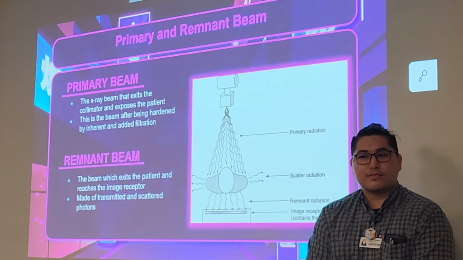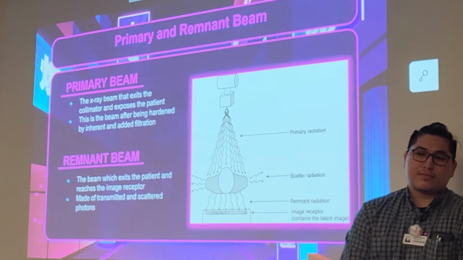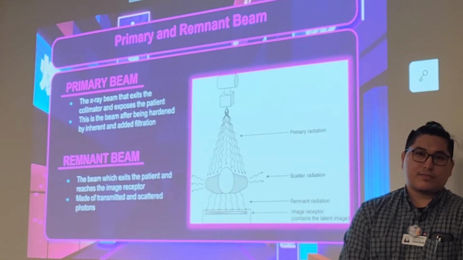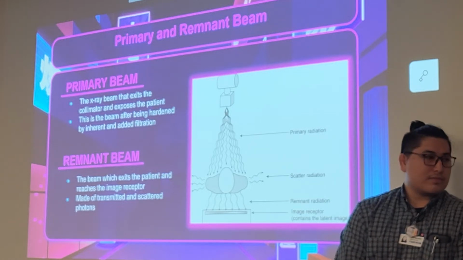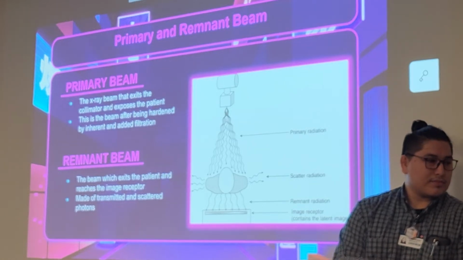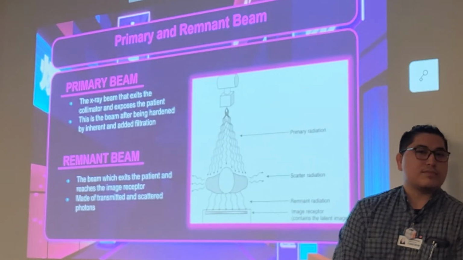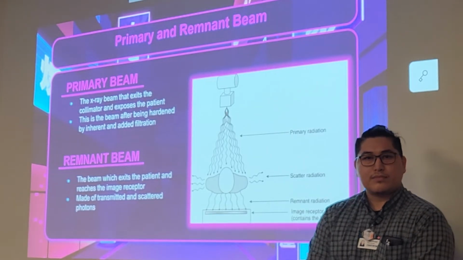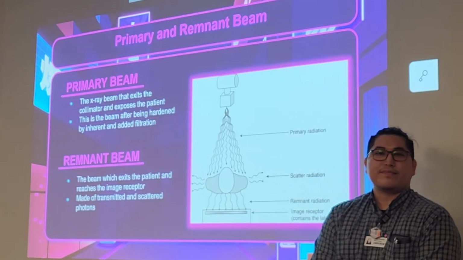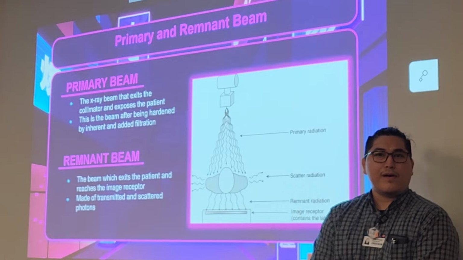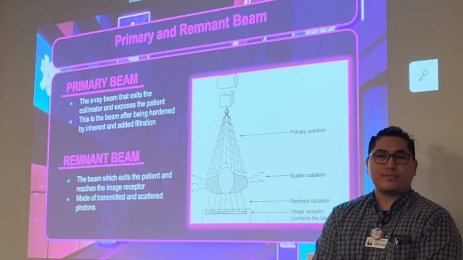Transmission is direct reaching and scatter is indirect. So what's the difference between scatter and the remnant? Scatter is a type of remnant. Remnant is your category. Under your category, you have transmission and scatter. But both of these have to do what? Reach the IR. If it does not reach the IR, is it remnant? No.